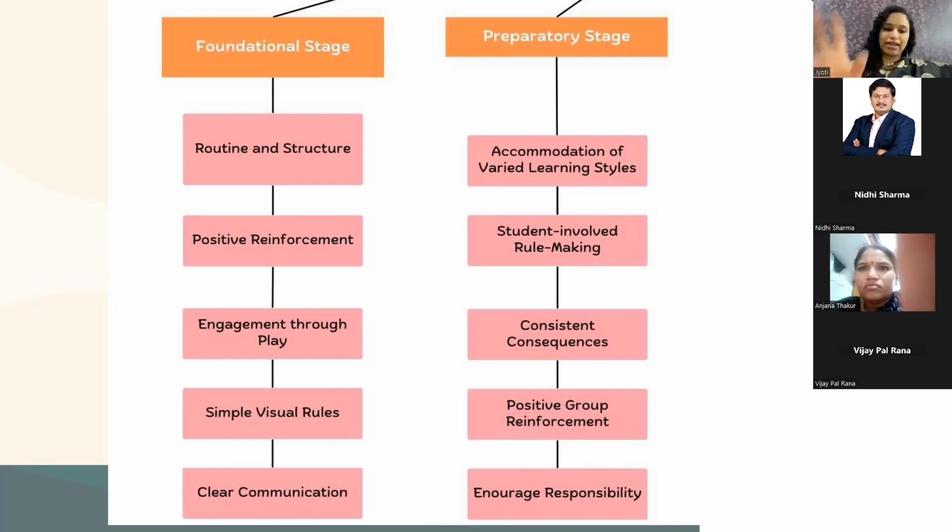There are various different strategies, but if you have to remember them, there are 5 main categories I've divided them into. The first is, more than anything else, routine and structure. It's kind of a controversial thing to say, but my mother often says that at the foundational stage, teaching children is like training animals. You have to continuously, repeatedly tell them the same thing over and over again till it becomes like a Pavlovian response. And how you can do that is you have to establish a consistent daily schedule.